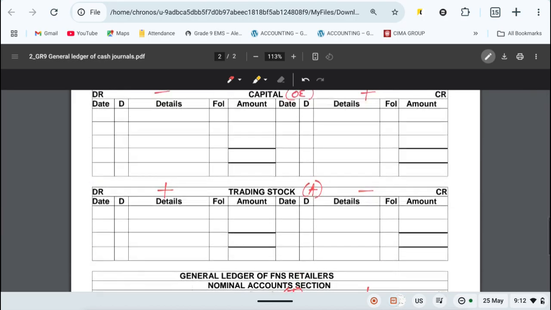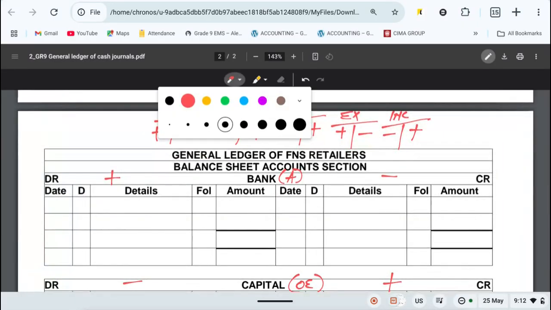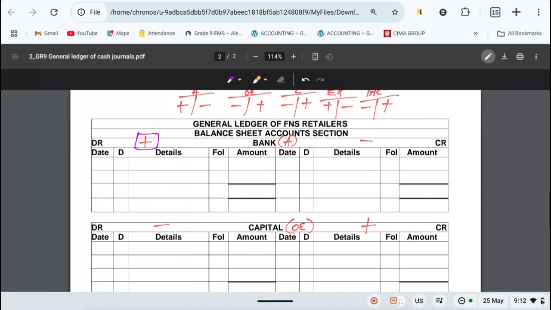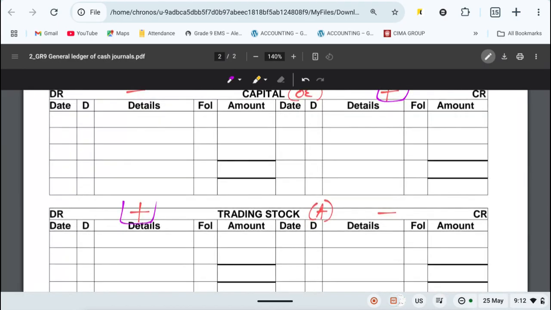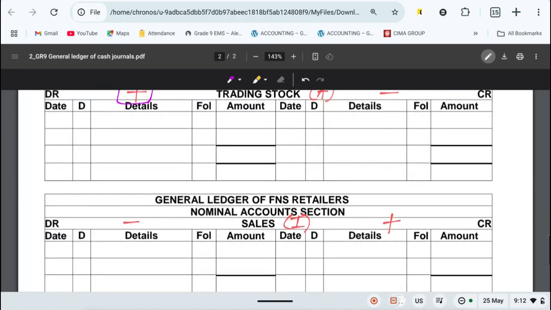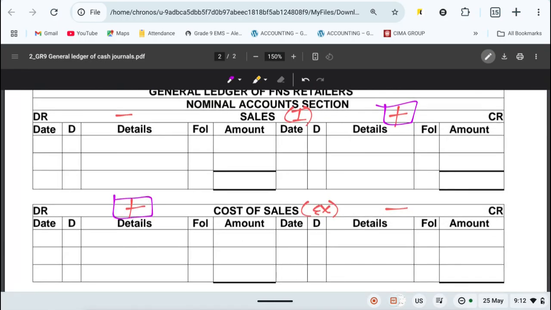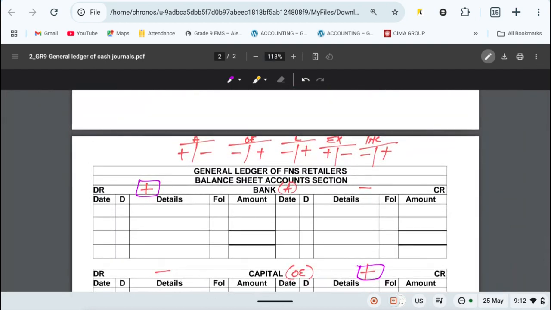So let's start with the opening balances. I always tell the learners that the opening balances are always on the increasing side of each account. So I know my opening balances will be on the positive side of each account. Okay, so that is the first step.